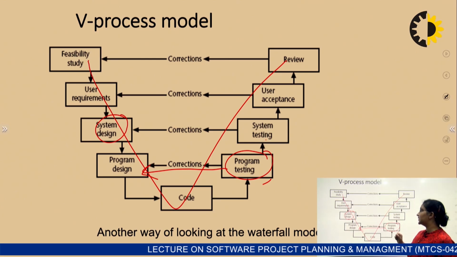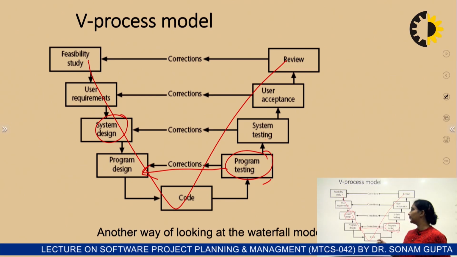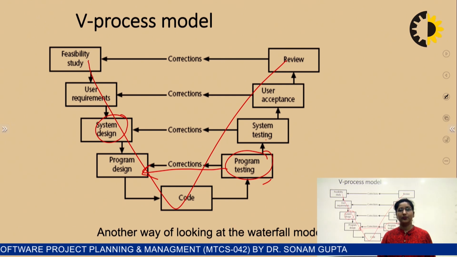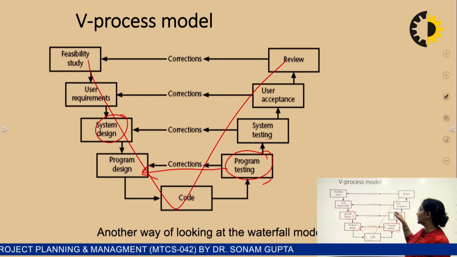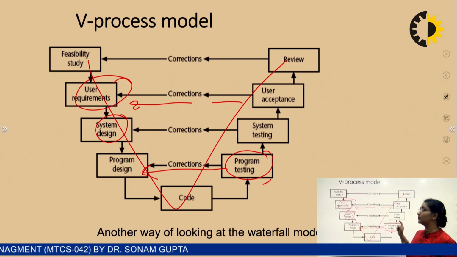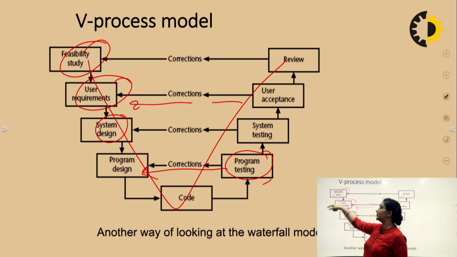Similarly, after system testing, it will go for the user acceptance testing. For the user acceptance, if there are certain corrections, then that needs to be done in the user requirements. So, corrections will be done at the user requirement part. Similarly, from user acceptance, it will go to the review. From the review, the corrections will be done and it will go to the feasibility study part.